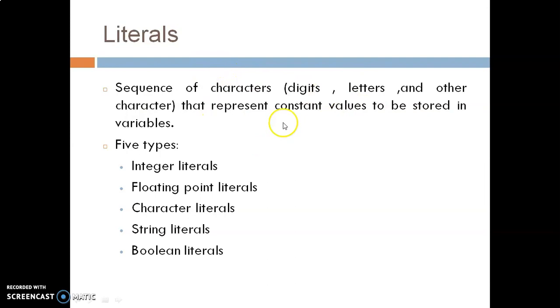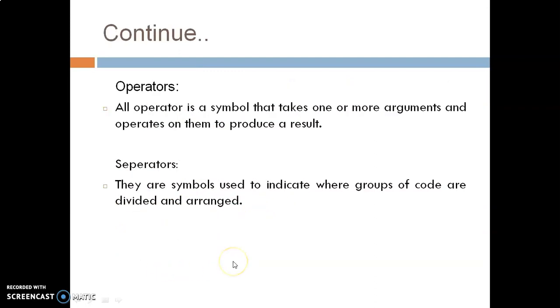Literals are a sequence of characters, which is a collection of digits, letters and other characters. There are 5 types of literals: integer literals, floating point literals, character literals, string literals and boolean literals.